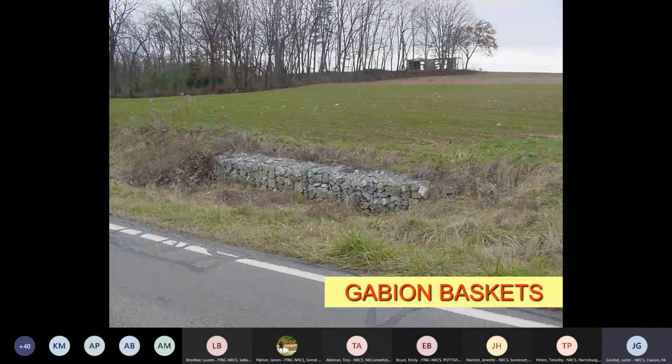Some gabion baskets controlling the outlet of a grass-lined waterway where it discharges into a township road. We install these gabion baskets to keep the water from cutting back up our waterway, helps spread it out and keeps an even discharge of the waterway.